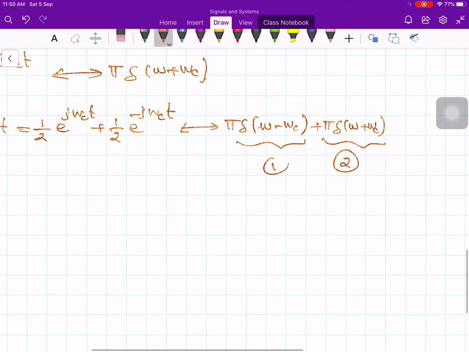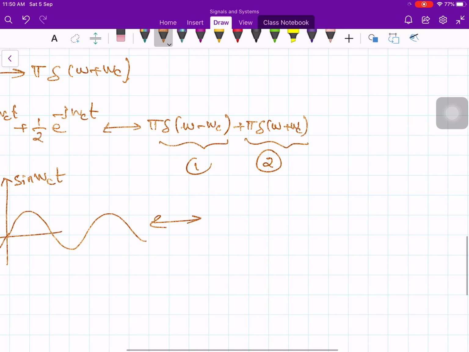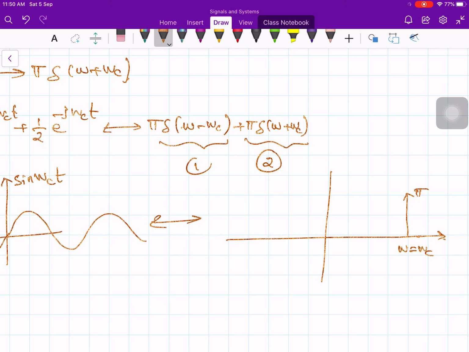In the time domain we have a pure sinusoidal function like this. Let's say this is my sin omega ct, and in the frequency domain I have impulse functions. One impulse with a strength of pi sits at omega equal to omega c, and another impulse sits at omega equal to minus omega c, and the magnitude is again pi. So this is the Fourier transform of my signal x of t.